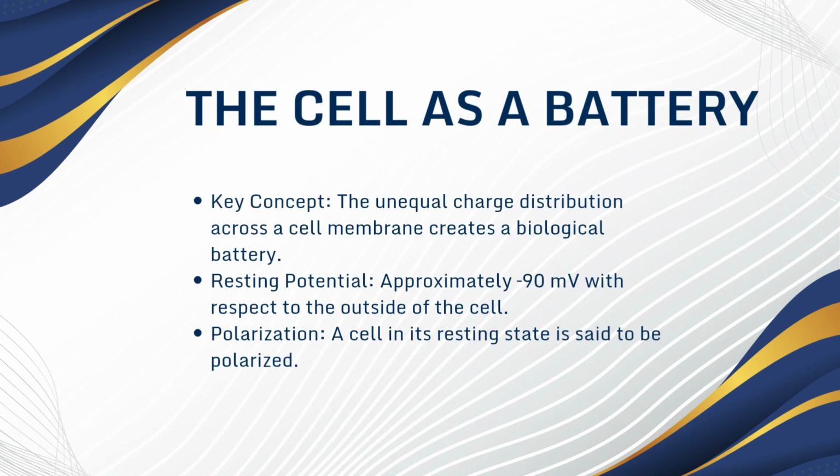To understand these signals, we have to look at the cellular level. Every living cell acts like a tiny battery. Because of the way ions like sodium and potassium are distributed across the cell membrane, a resting cell has a negative charge inside compared to the outside, usually around -90 millivolts. This state is called polarization.